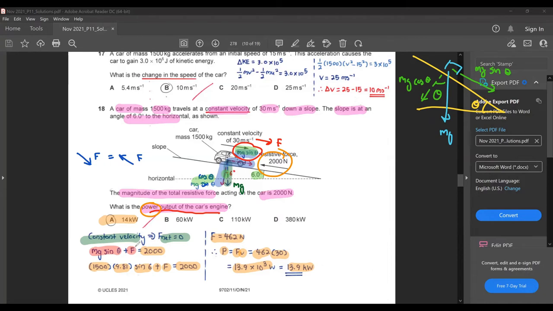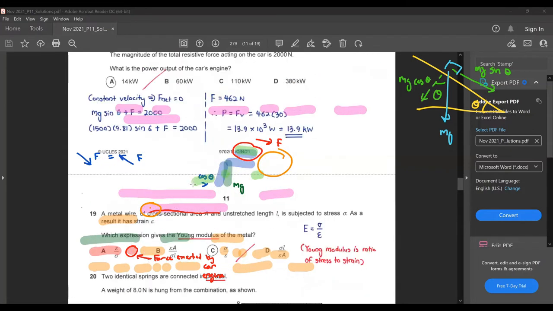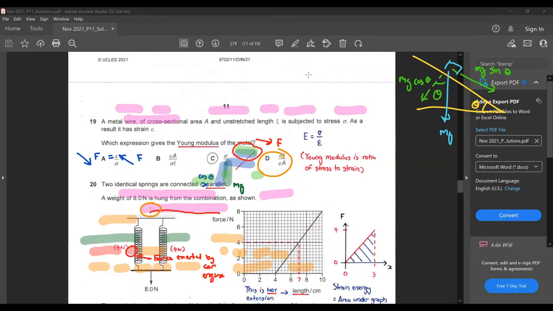Okay, I didn't mention this, right? This is the force exerted by the car engine. Okay, so F is the force exerted by the car engine. Okay, so this one is fine. And move on to the next one, question 19.